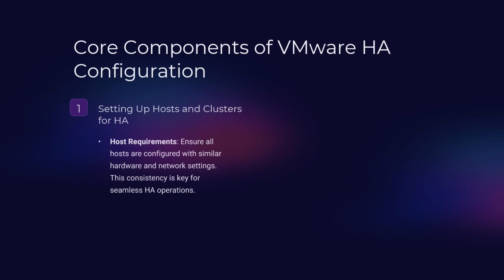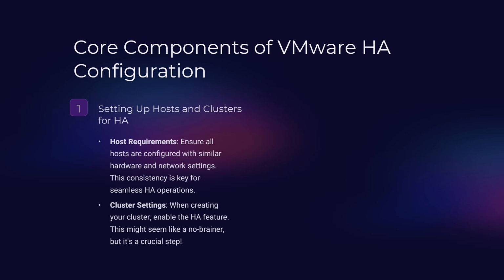Planning is crucial. Consider the following: cluster size and configuration, network design and data store accessibility. Core components of VMware HA configuration. Setting up hosts and clusters for HA. Host requirements. Ensure all hosts are configured with similar hardware and network settings. This consistency is key for seamless HA operations. Cluster settings. When creating your cluster, enable the HA feature. This might seem like a no-brainer, but it's a crucial step.